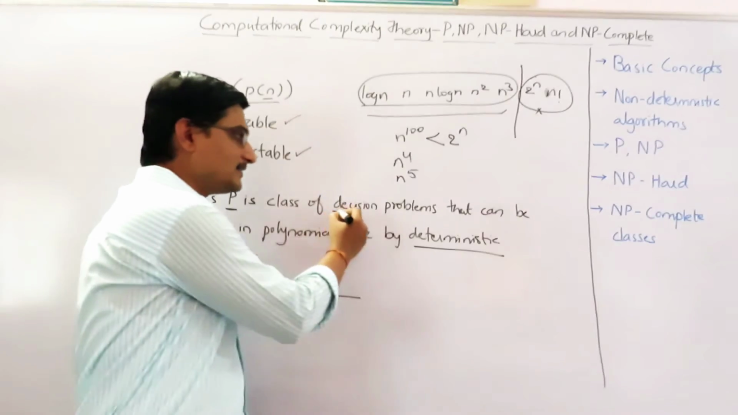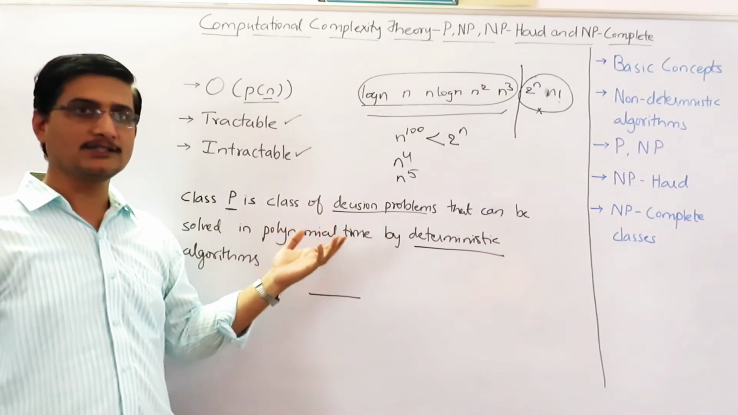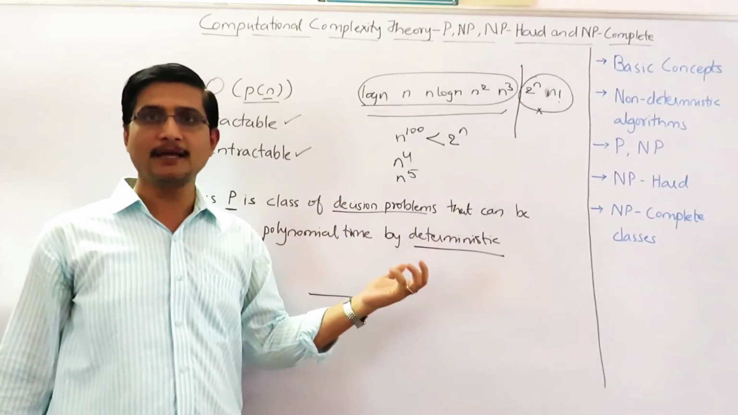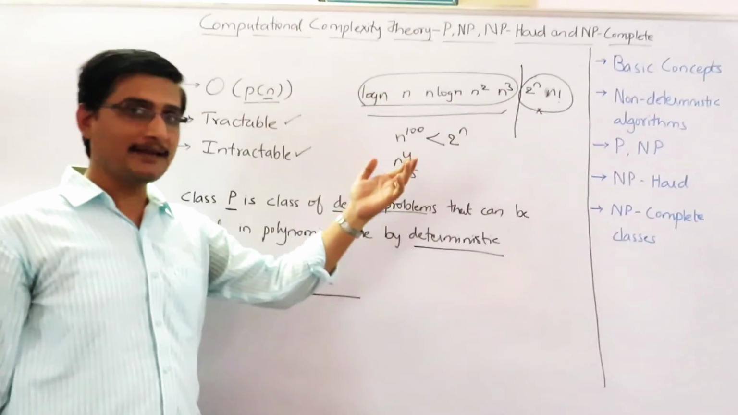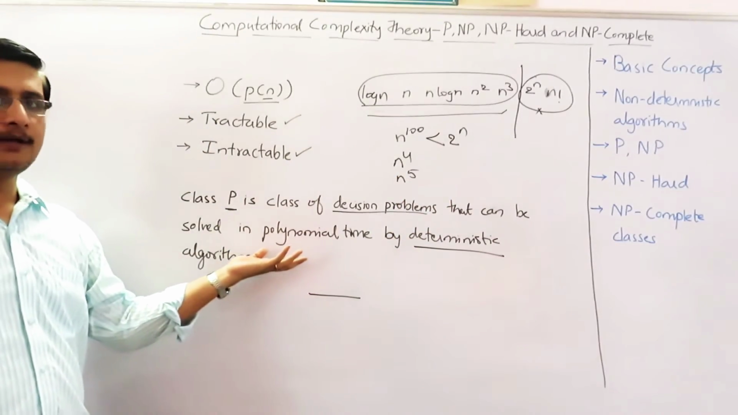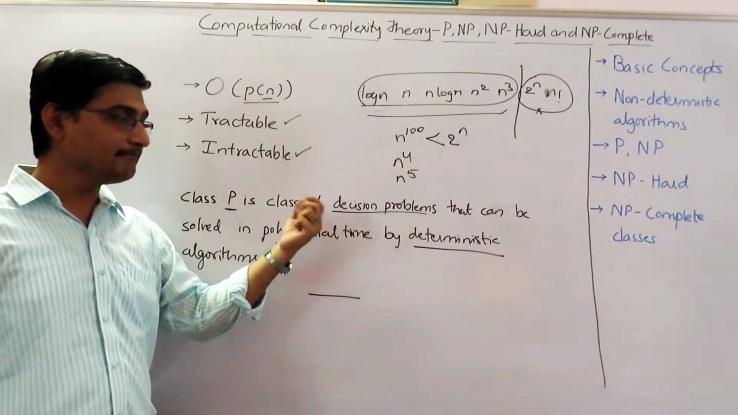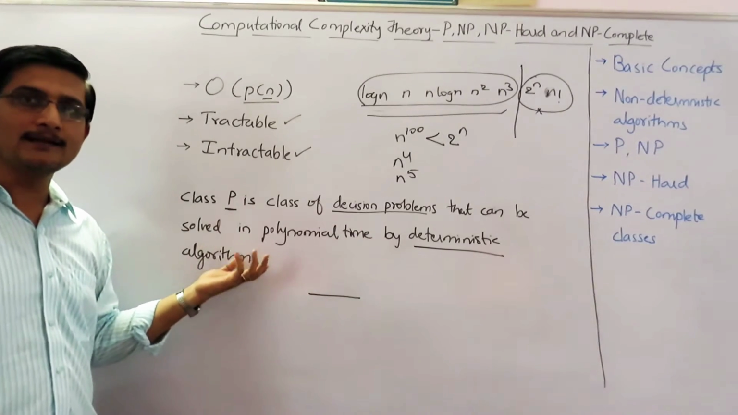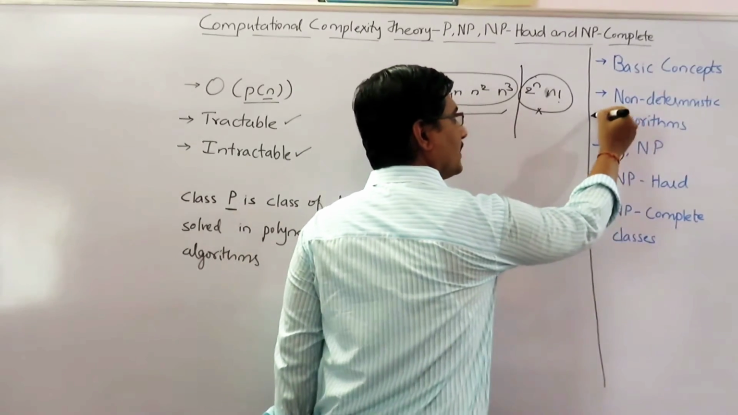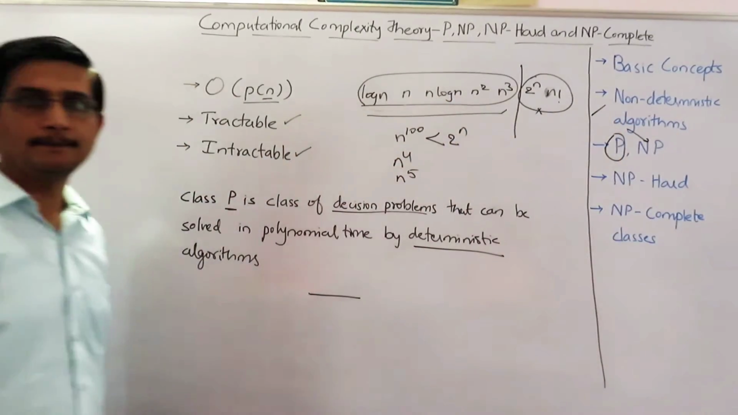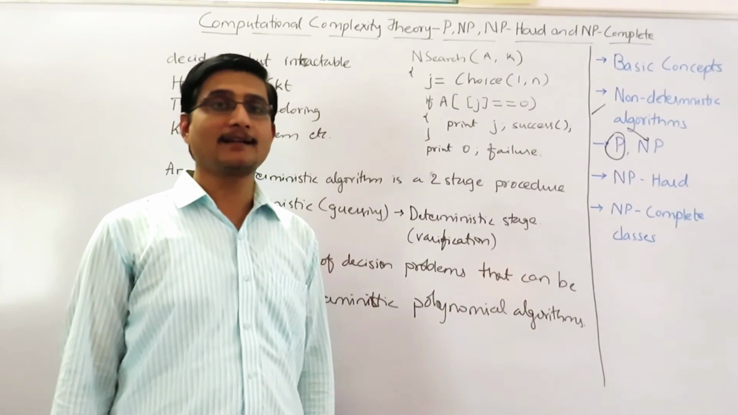Does it mean that all the decision problems are tractable? No. The answer to this question is no. All the decision problems cannot be tractable. We'll see that when we go for NP. So this is the definition of class P. That is, if the problems can be solved in polynomial time by a deterministic algorithm, we say that they are class P problems. So we have covered this part now. We will go to non-deterministic, then we will come back to NP. So every decision problem cannot be tractable.